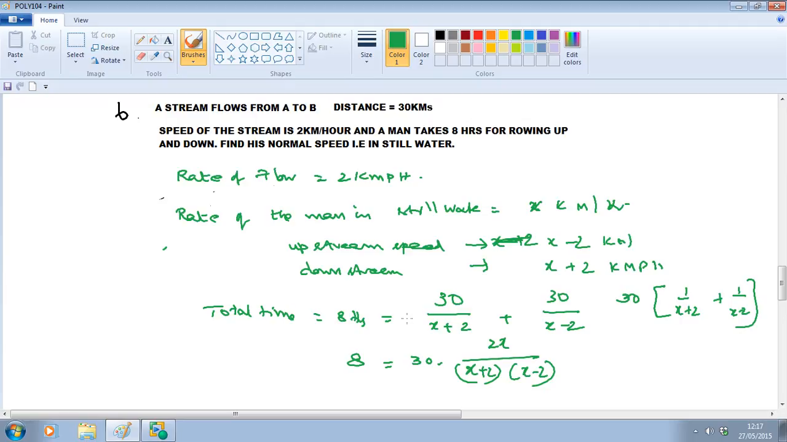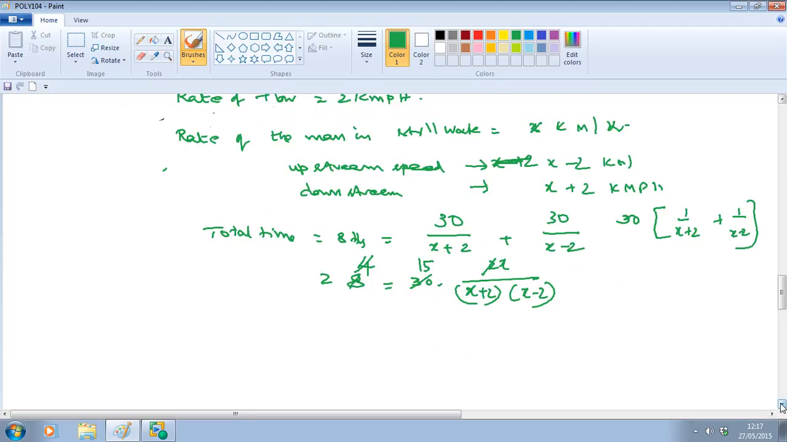Now we can make this 15. You divide by 2 here, divide by 2, 8 becomes 4, 4 equals 15. Here one more common factor, this 2 we cancel. So the equation will become 2 is equal to 15x divided by x plus 2 multiplied by x minus 2, which is x square minus 4.